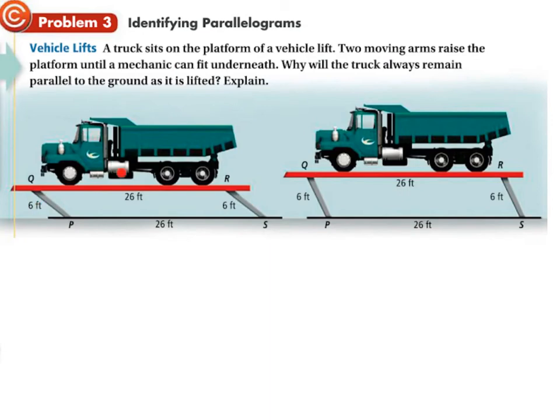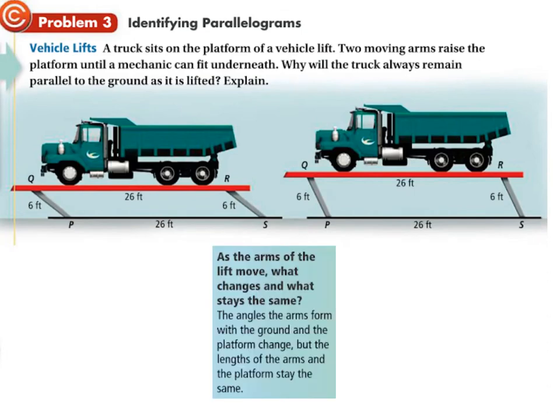Then we have opposite side pairs congruent, so therefore it's a parallelogram. Therefore, QR will always be parallel with the ground. Now, the distance from the ground to here is different than what the side length is. The side length doesn't change, but the total height will. Here, it's just a note that as the arms move, what changes and what stays the same. Again, the lengths stay the same.